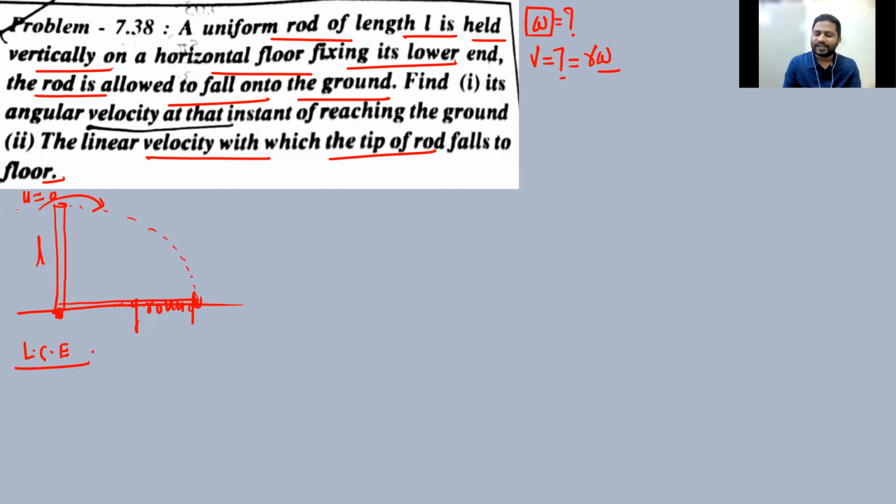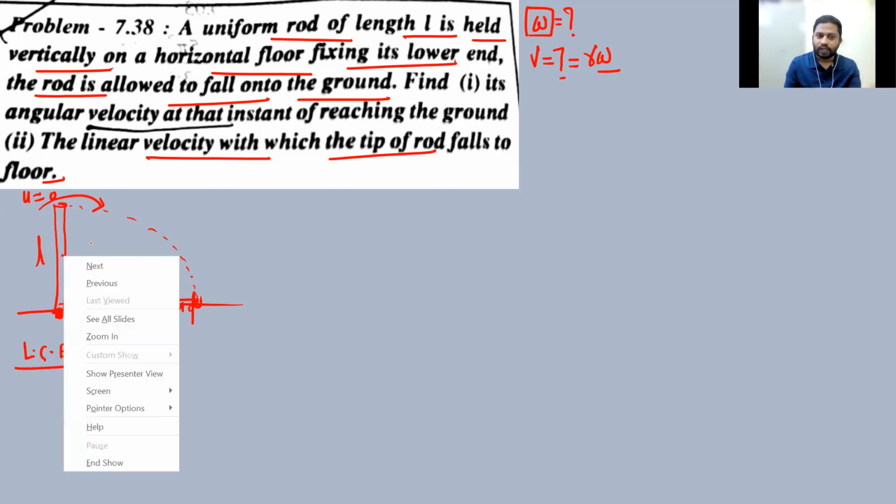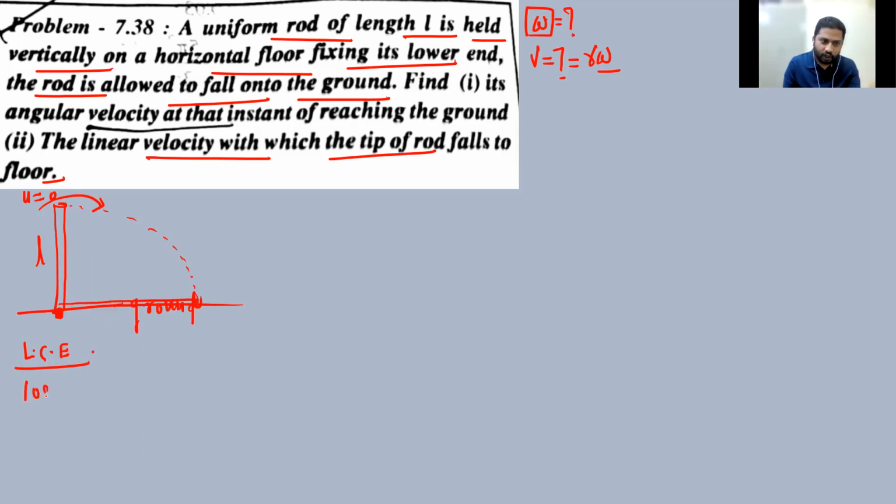Initially, the body possesses potential energy. The rod will possess the potential energy. So now I can say the loss in potential energy is equal to the gain in kinetic energy. Initially, potential energy is maximum. Finally, potential energy is 0. Initially, kinetic energy is 0. Finally, kinetic energy is maximum. So, initial potential energy is mgh.